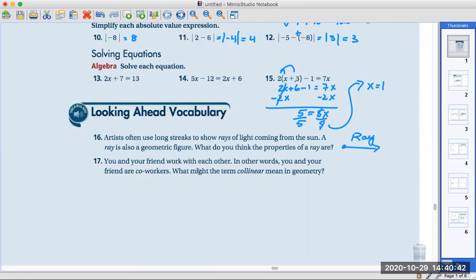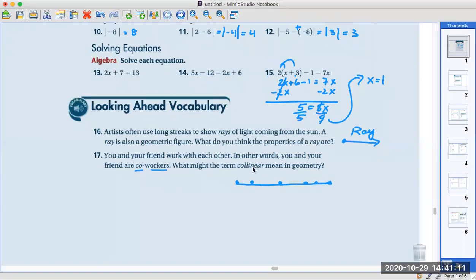If you and your friend work with each other, in other words, you are co-workers, you work together, what might the term collinear mean in geometry? Collinear means points are on the same line. Collinear, they can be a straight line. And those words will come up in this chapter 7. So they're kind of giving you a heads up.